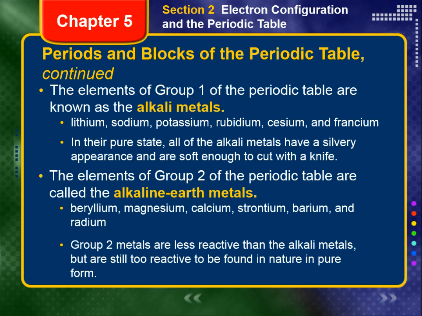The elements of group 2 of the periodic table, beryllium, magnesium, calcium, strontium, barium, and radium, are called the alkaline earth metals. Atoms of alkaline earth metals contain a pair of electrons in the outermost s sublevel. Consequently, the group configuration for group 2 is ns2. The group 2 metals are harder, denser, and stronger than alkali metals. They also have higher melting points. Although they are less reactive than alkali metals, the alkaline earth metals are also too reactive to be found in nature as free elements.